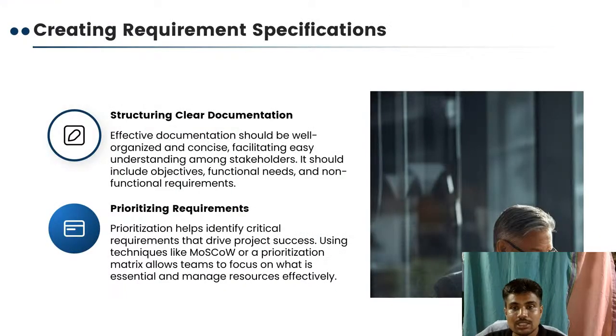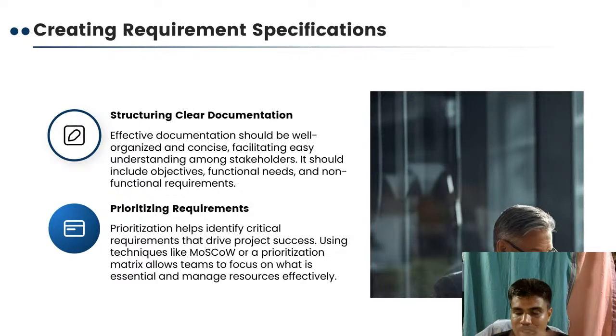So the first one, structuring and clear documentation. The second is prioritizing the requirement. The first one is that the document should be properly structured. It should be to the point, concise and clear-cut. And what decisions you have taken in the previous discussion, what are the needs and requirements given by the stakeholders, and what are the things agreed to be shown in your dashboard, all these things should be structured properly.